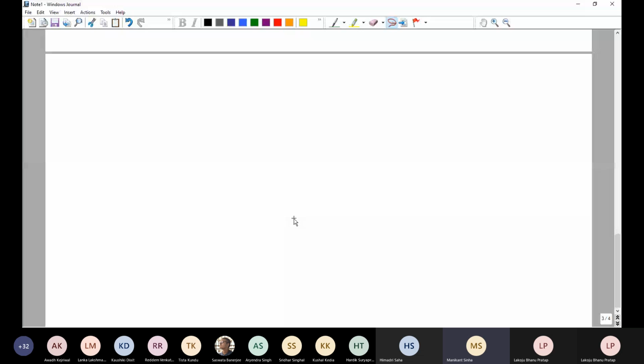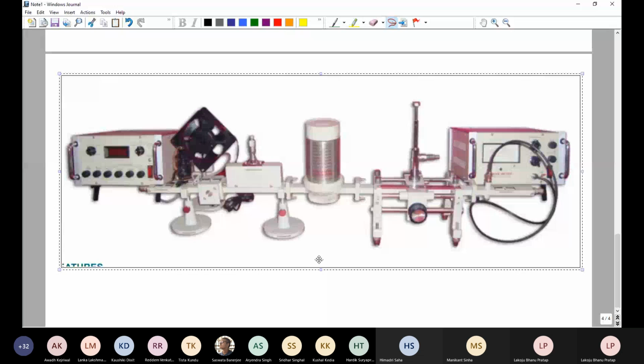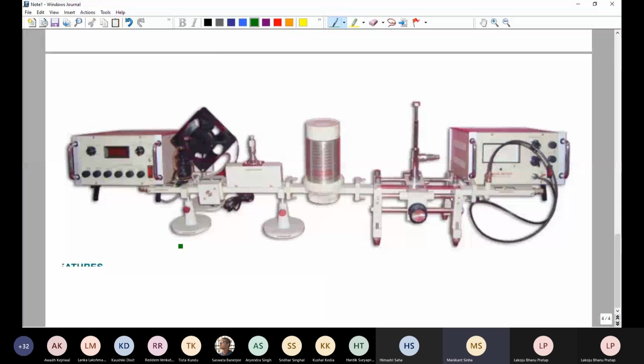Typically, this is how the microwave workbench looks. You see on the left hand side this is the klystron power supply. And the klystron, because it's a tube device, gets heated very quickly and a lot of heat dissipation takes place, and that's why you see a cooling fan. So this is the cooling arrangement for the klystron.